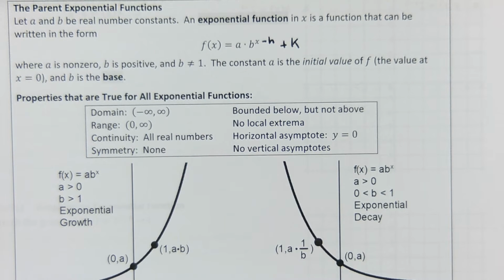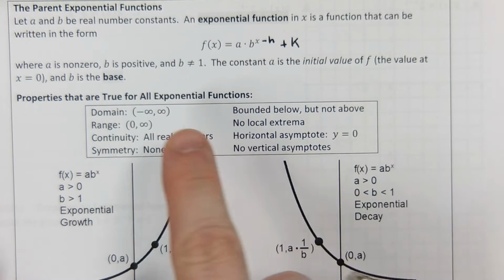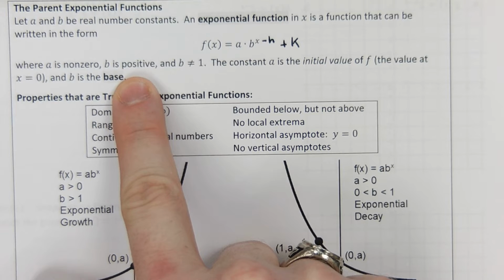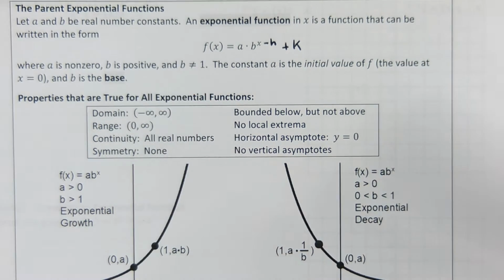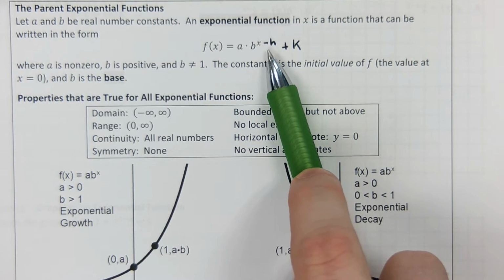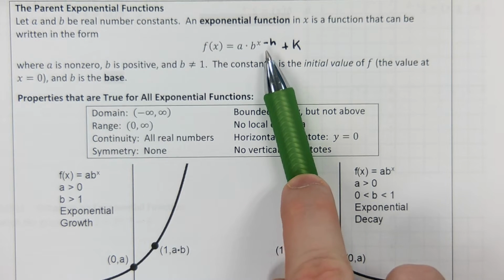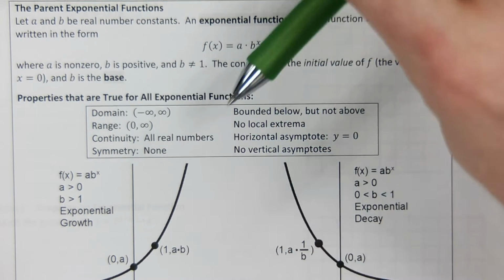It cannot be negative or 0. Our exponential bases must always be positive, but it cannot be the number 1. Why, Mr. M? Because if our exponential base was the number 1, 1 to any power is always going to equal 1. So it wouldn't matter what we plugged in for x.